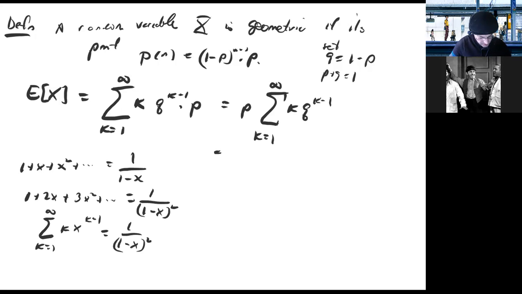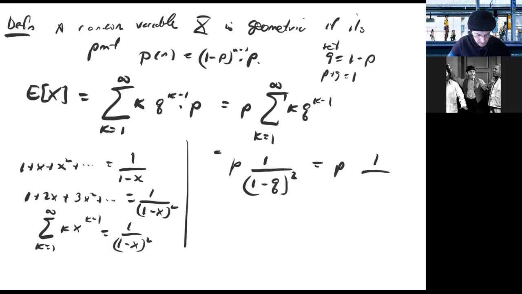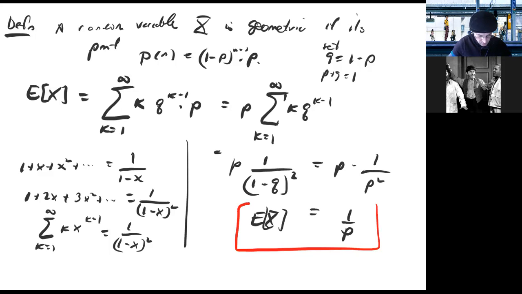And so I can take that, what I just did, and substitute it into the formula that I've been trying to derive. I get p times, here x is q, so it's going to be 1 over (1 minus q) squared, or in other words, p times 1 over p quantity squared, because 1 minus q is p, and we get 1 over p. So the expected value of our geometric random variable is 1 over p. So that's kind of simple. Okay, so that's the expected value.